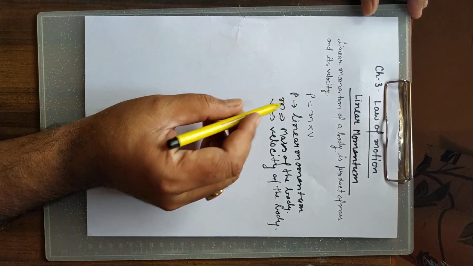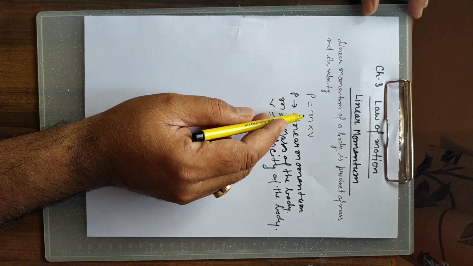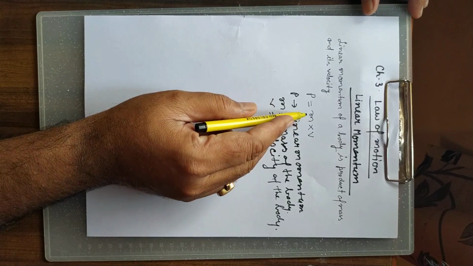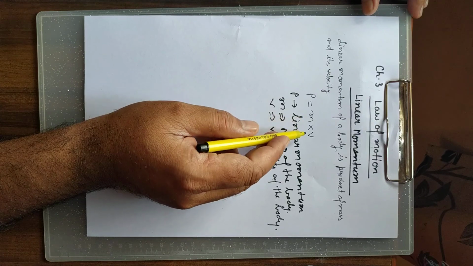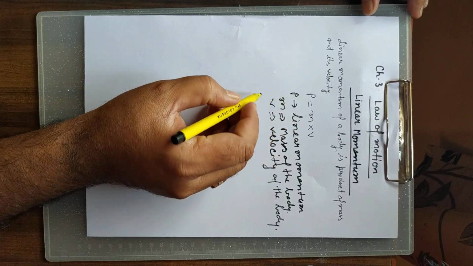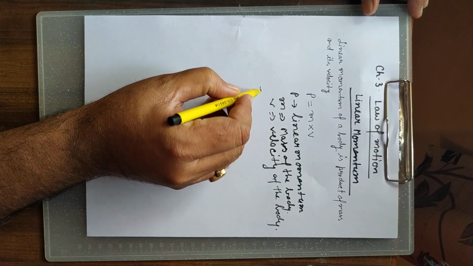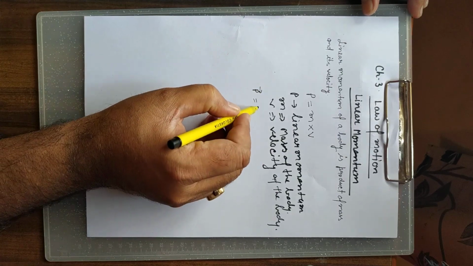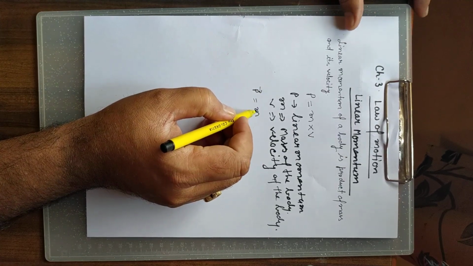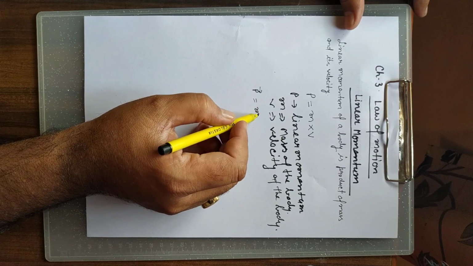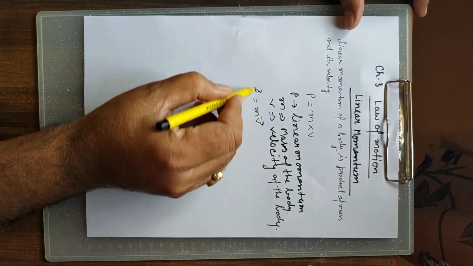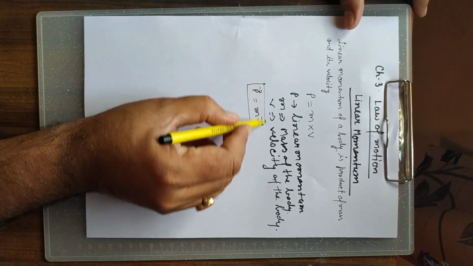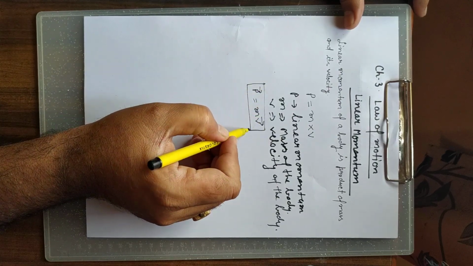Linear momentum is a vector quantity because mass is a scalar but velocity is a vector quantity. So the product of a scalar and a vector quantity is always a vector quantity. Now, in vector form we write P vector equal to M, which is a scalar quantity, so we don't apply the arrow at the top of the symbol, into V vector. It's the vector form of representation of linear momentum.